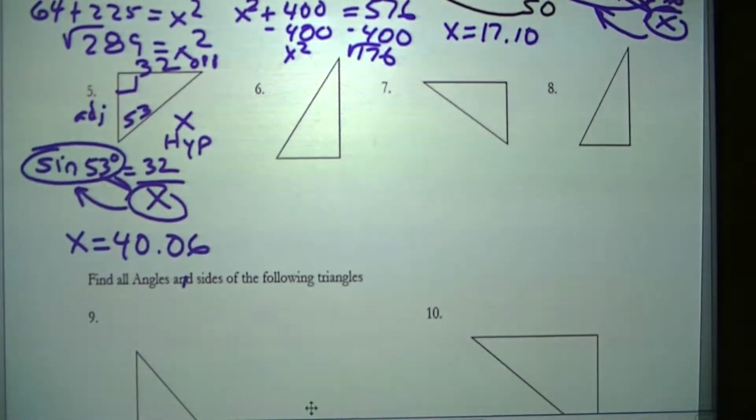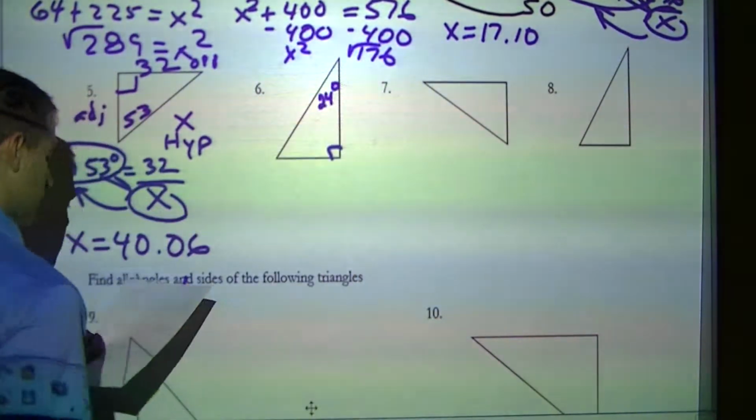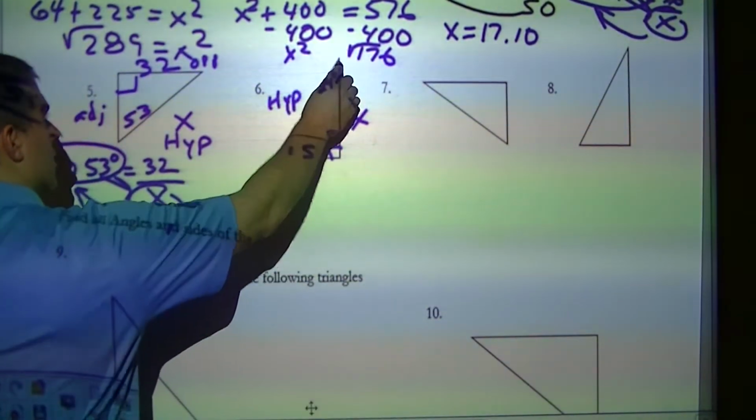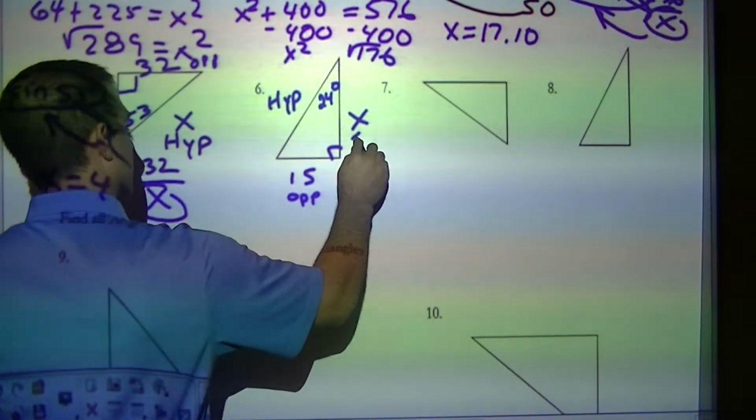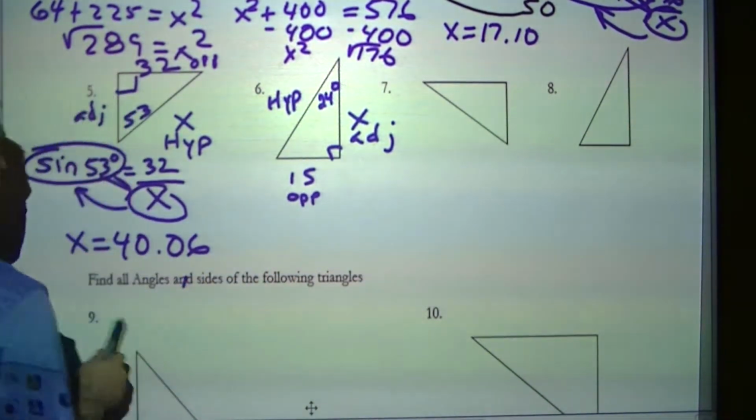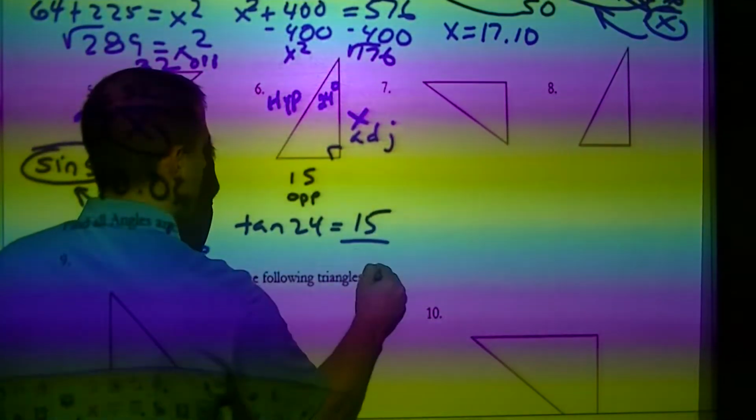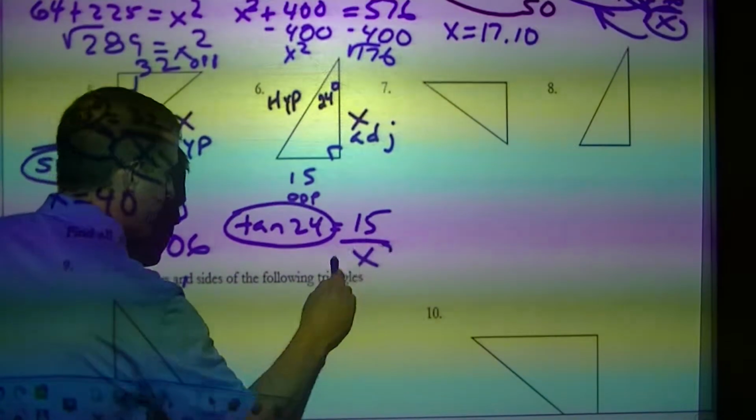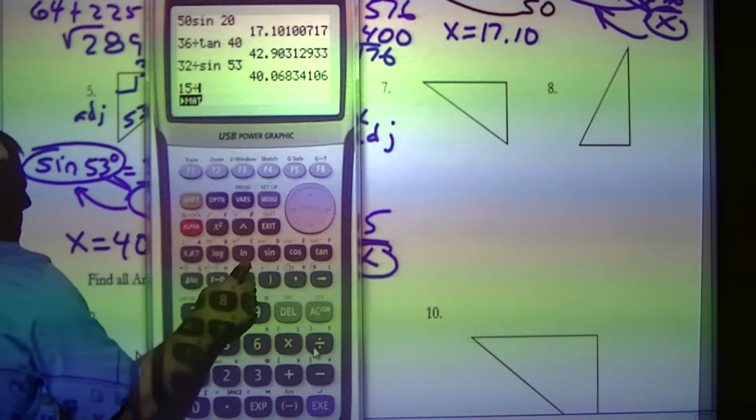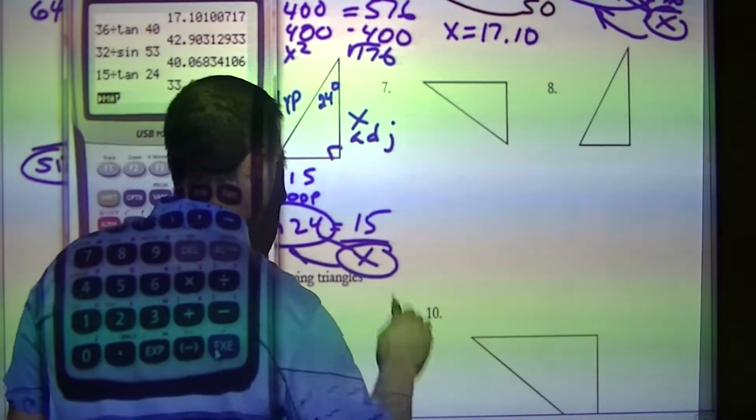Okay, number 6. 24 degrees, and 15, and x. So this is the hypotenuse. Going across here is the opposite. This is the adjacent. So the two things I have information for are O and A, so that's tangent. So tangent of 24 equals the opposite 15 over the adjacent x. Once again, this and this are going to switch spots. So I've got 15 divided by the tan of 24. I get 33.69.